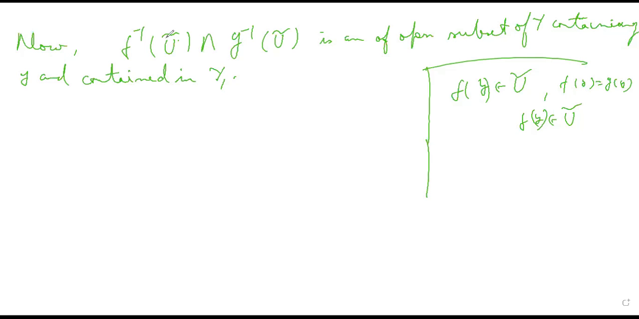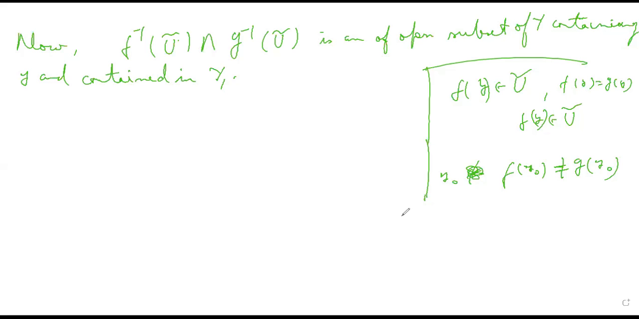Now, we claim that this is actually contained in Y1, right? So suppose that there is some point here which does not belong to Y1. So suppose there is some y0 in this intersection which does not belong to Y1, which means that F and G will not be equal at this point y0, so F(y0) is not equal to G(y0). Okay.